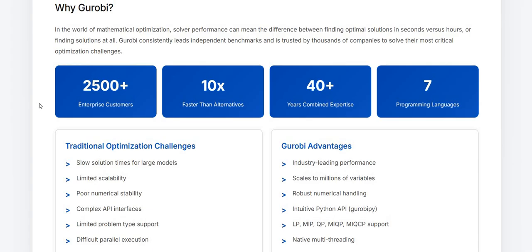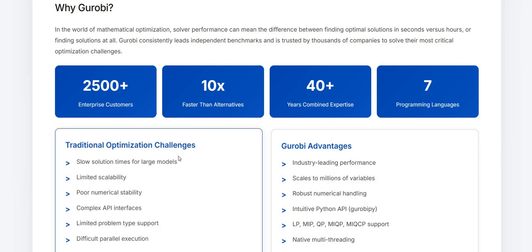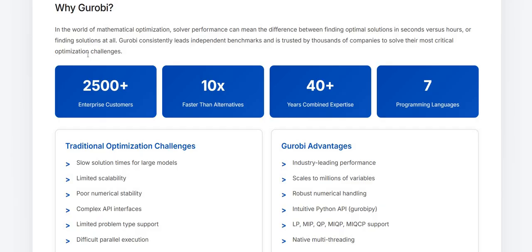And why Gurobi? Let's talk about why this solver tends to be chosen in practice. In optimization, time matters in a very concrete way. A model that solves in seconds can be embedded in a decision loop. A model that takes hours usually cannot. Performance here is not a marketing detail. It changes what kinds of decisions you can automate. In many independent benchmarks, this solver tends to be near the top, and that reliability is what earns trust for teams deploying optimization in real systems.